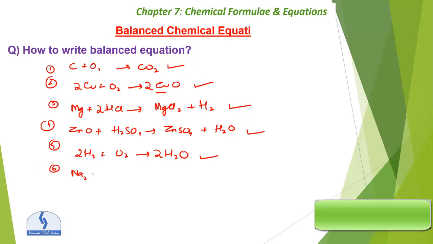Sodium carbonate Na2CO3 plus nitric acid HNO3, it will become sodium nitrate plus carbon dioxide plus water. So here sodium is 2, so we are writing 2 sodium. Carbon 1 on both sides. Hydrogen, what about hydrogen?